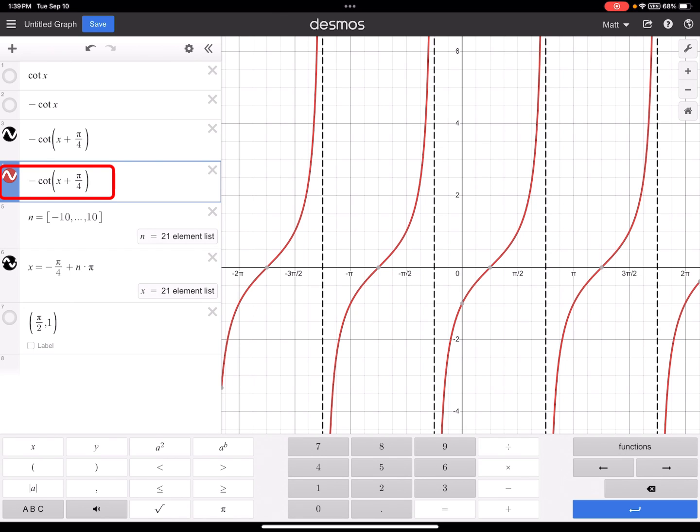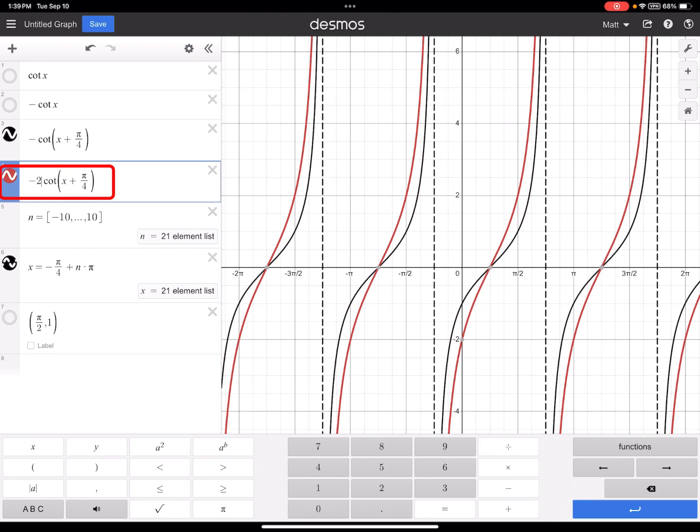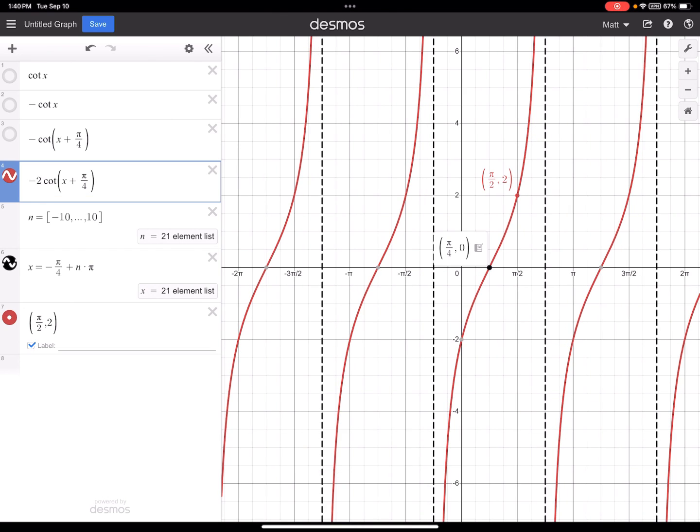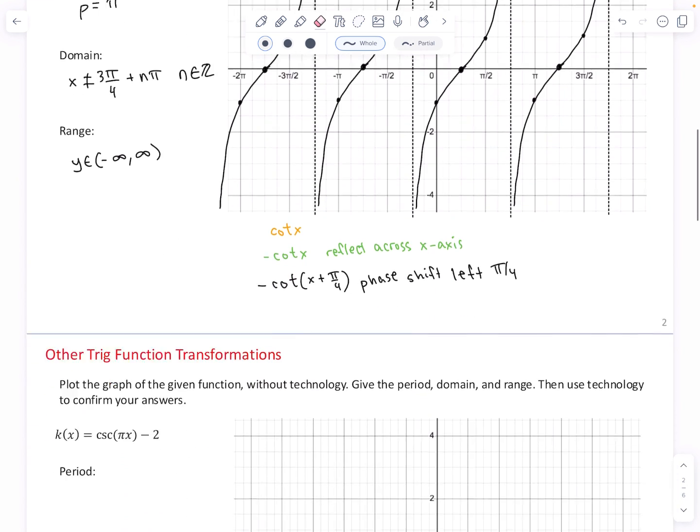Had I then doubled this function, this would be a vertical stretch, creating this graph. And notice from the black inflection point, if I go halfway towards the right asymptote, which takes me to pi halves, the vertical displacement is now 2. It's twice what it used to be. Keep that in mind when we get to a later example. Let's go on to the next page.